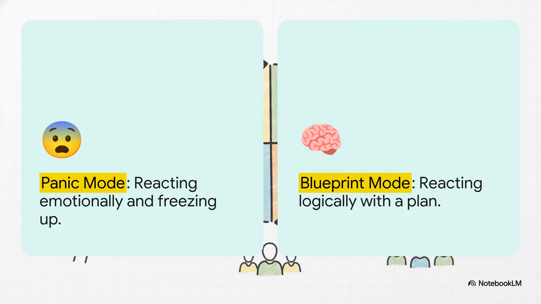On the left, we've got panic mode. This is when you react emotionally to the size of the task, your stress spikes, and you completely freeze up. It is chaotic. On the right, though, is blueprint mode. This is where you react logically with a deliberate, organized plan. Choosing blueprint mode is frankly the ultimate stress reliever because it actively replaces all the chaos and fear of panic mode with absolute clarity and actionable steps.